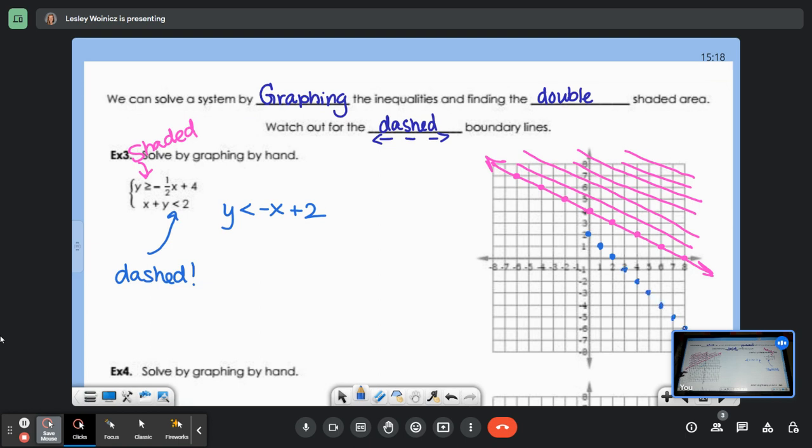Don't forget to dash, or you'll be in big trouble. Okay, look at the symbol. Am I going to shade above or below? Below. So again, we want lines very light, parallel to your boundary, but this time go under.